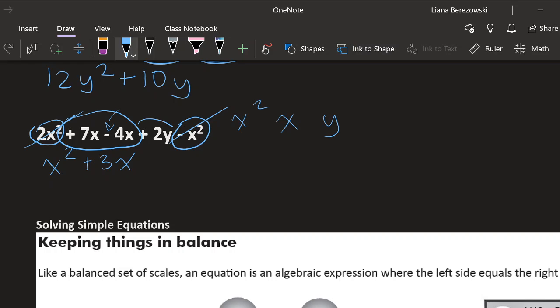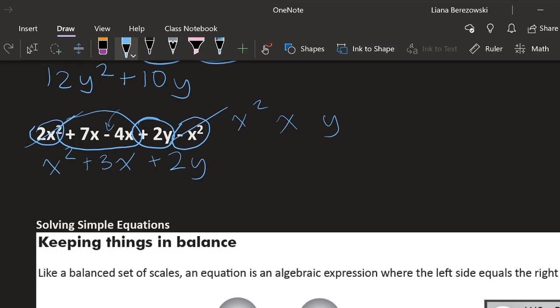Last term that we have is this 2y, and it's all by itself. There are no other y's in the equation, so all we can really do is write it as is, so plus 2y. So we took this from a 5-term equation and shortened it down quite a bit to only 3 terms, and it becomes x squared plus 3x plus 2y. So again, we're not trying to solve the equation, not trying to figure out what the variable is or anything else crazy like that, just simply making the equation shorter.